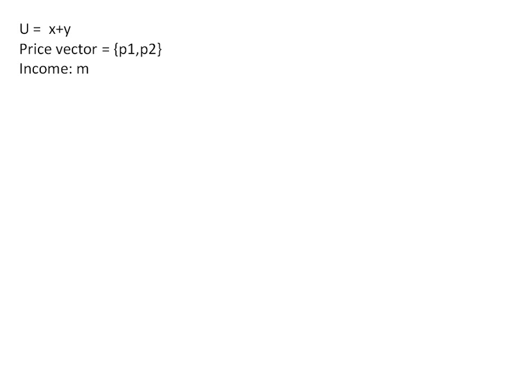Price vector is given to you as P1, P2, where P1 is the price of good X and P2 is the price of good Y. Income is M, where M is the income of the consumer. Your budget line is P1 X plus P2 Y equals M. That is, the total expenditure is equal to total income.